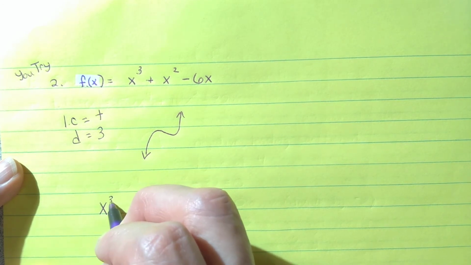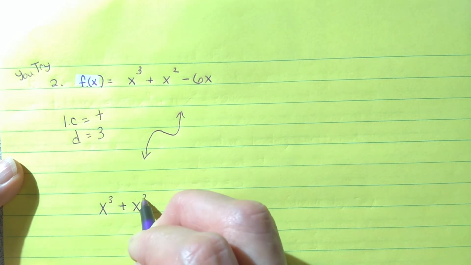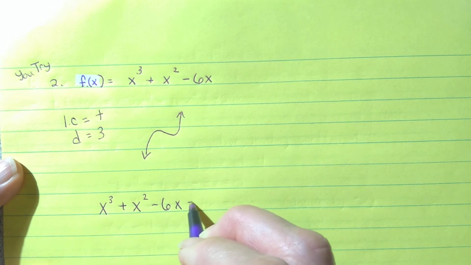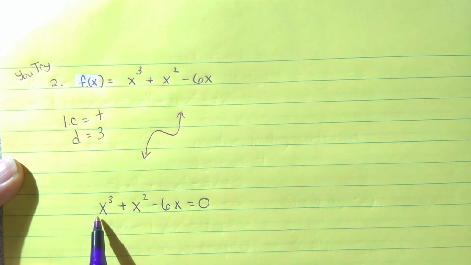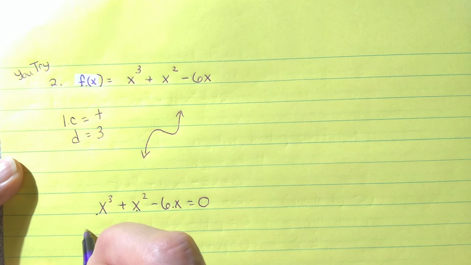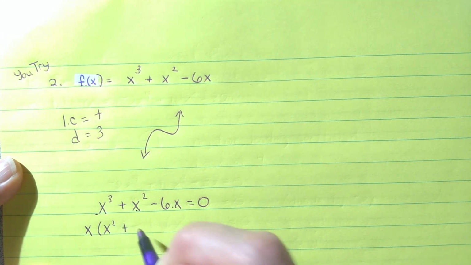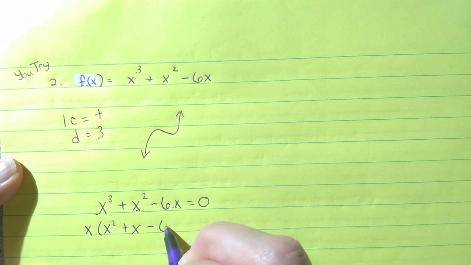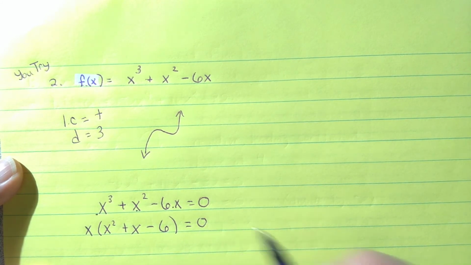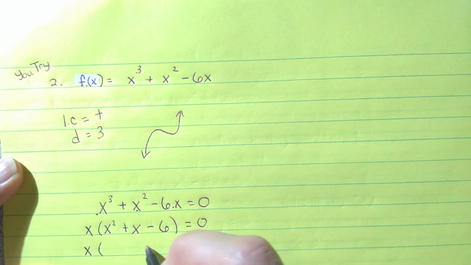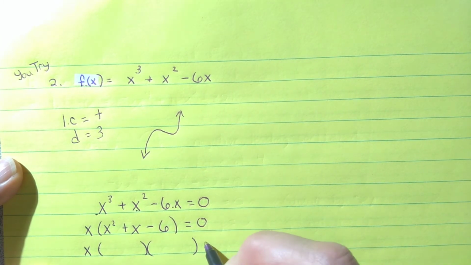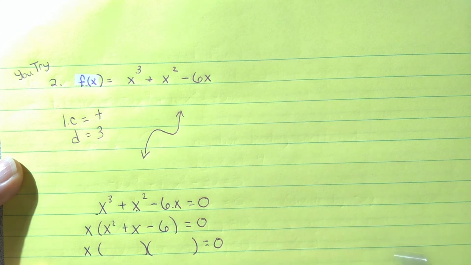Now I'm to my factoring set. So I've got x to the third plus x squared minus 6x is equal to 0. I can't factor out any numbers, but I can certainly factor out an x from all of them. And when I take one x away from each one of them, that's what's left over. I've got a quadratic left, so factor the quadratic. This is why we spent so much time practicing our factoring before we got to this part.